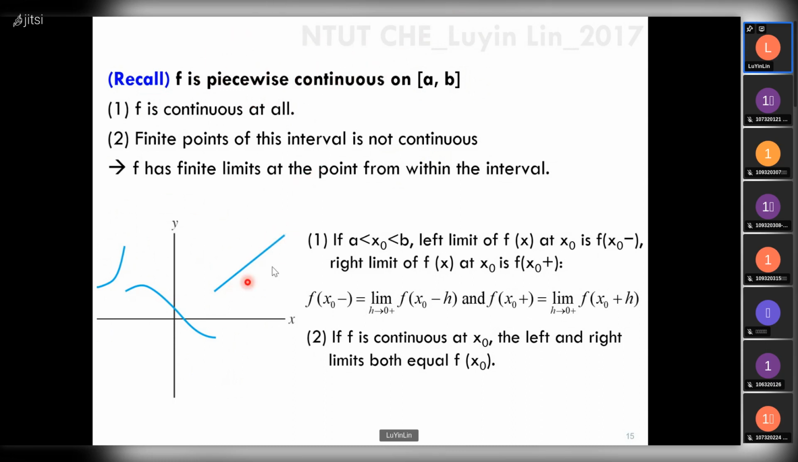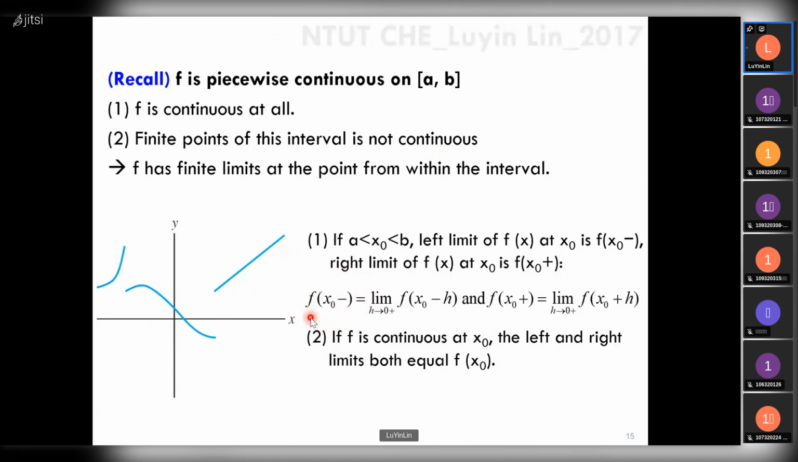For this segment and this segment, they are continuous, but at this point and this point, it is not continuous. So it is called piecewise continuous. Okay? And these two requirements are for the continuous. So if it is the definition, I think you know this, right?